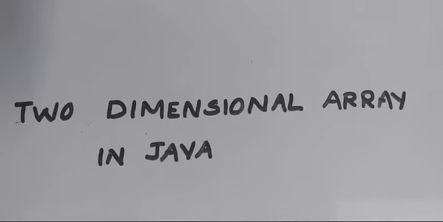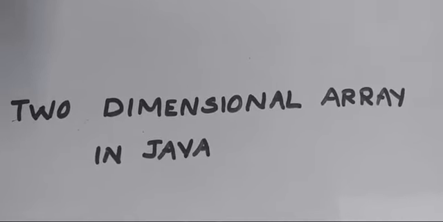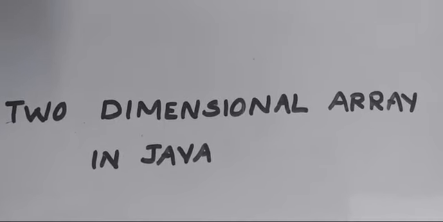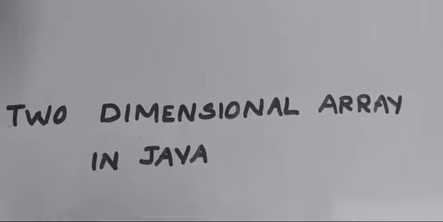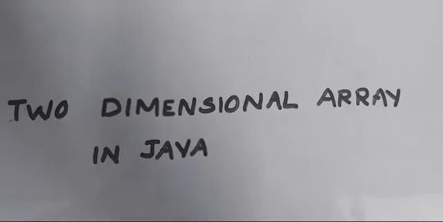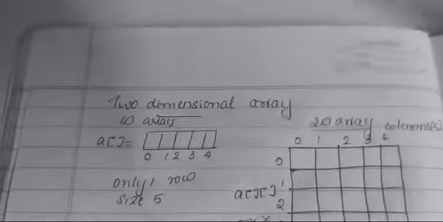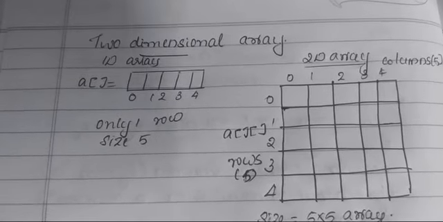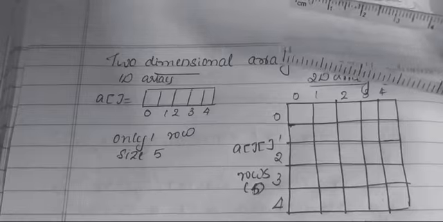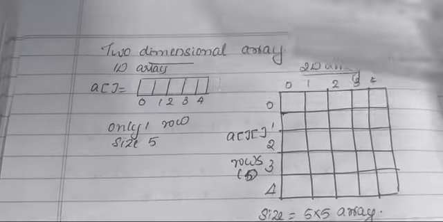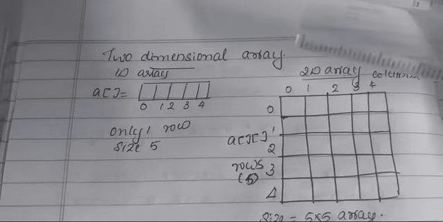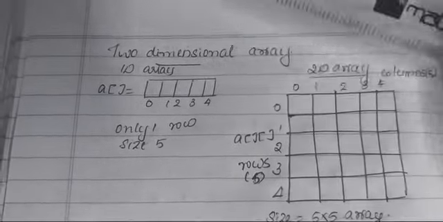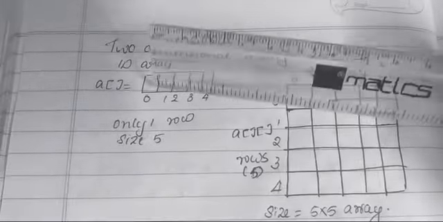Welcome back. Today in this class we are going to discuss two-dimensional arrays in Java. So arrays, all of you know what an array is, isn't it? Arrays in Java are of two types, that is one-dimensional array and two-dimensional array. All of you know about the one-dimensional or single-dimensional array. This is an example of a one-dimensional array.